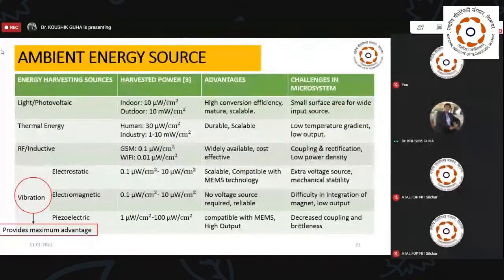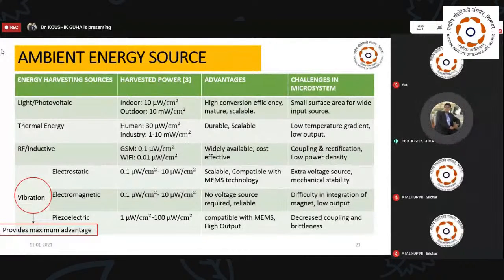So there are different kinds of ambient energy sources. We can see light, or photovoltaic. The harvested power range indoor is 10 microwatt per centimeter square, or outdoor 10 milliwatt per centimeter square. Advantages are high conversion efficiency, mature and scalable, but challenges are also there: small surface area for a wide input source. Then thermal energy is also there, with harvested power in the range of microwatt per centimeter square, or in industry milliwatt per centimeter square.